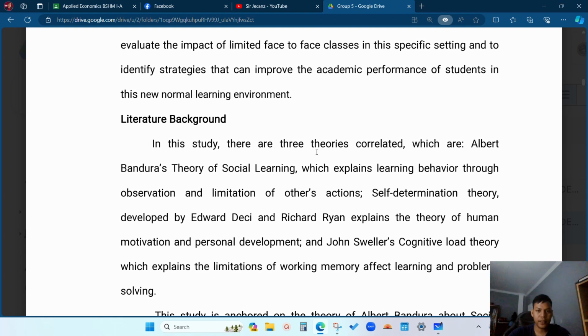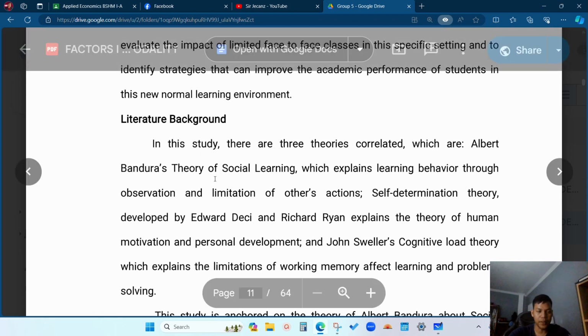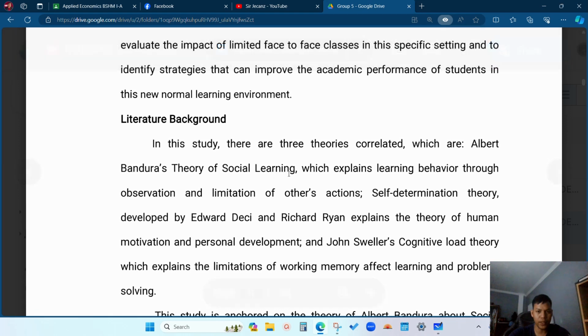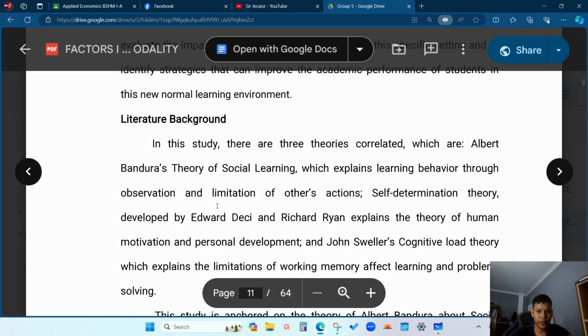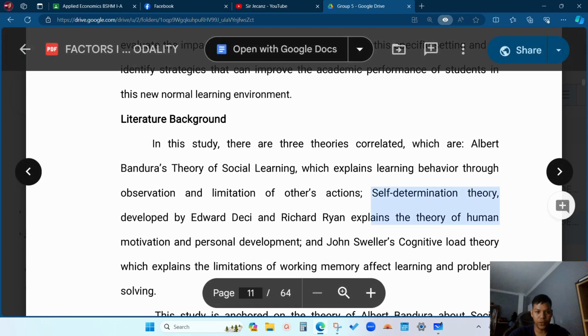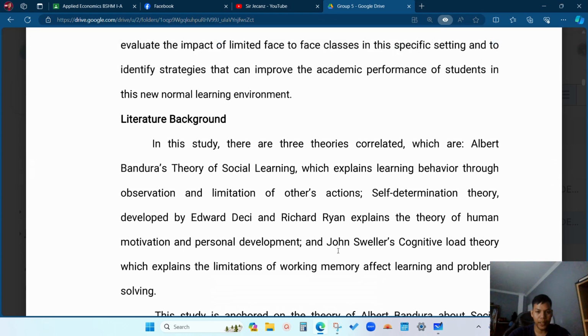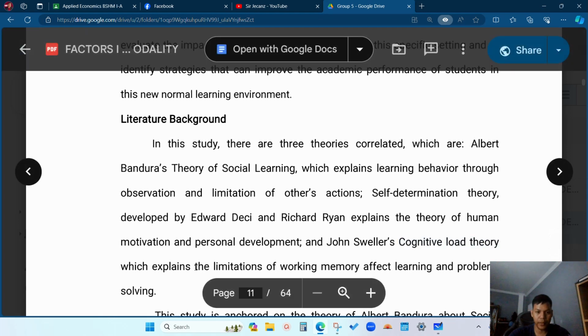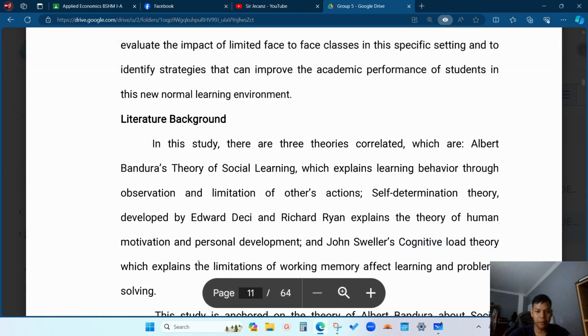In this study, there are 3 theories correlated. The first is Albert Bandura's theory, which explains behavior through observation and imitation of other actions. The second theory is the self-determination theory, developed by Edward Deci and Richard Ryan, which explains the theory of human motivation and personal development. And the third one is John Sweller's cognitive load theory, which explains the limitation of working memory, and how it affects learning and problem solving.